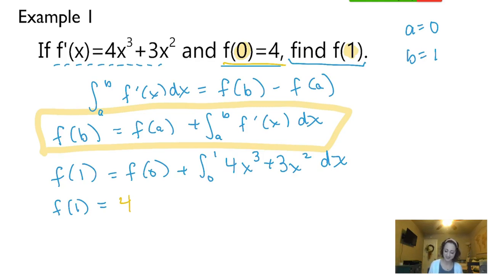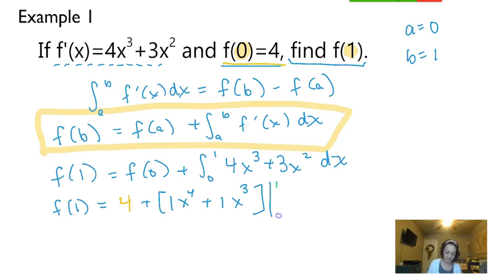So let's do that. So an antiderivative here, bump the power up, my new power is 4. Old coefficient 4 divided by 4 is 1. Plus, and then new power is 3. 3 divided by 3 is also 1. All right, and we want to evaluate that at 0 and 1. Which one should I plug in first? We should plug in 1 first.